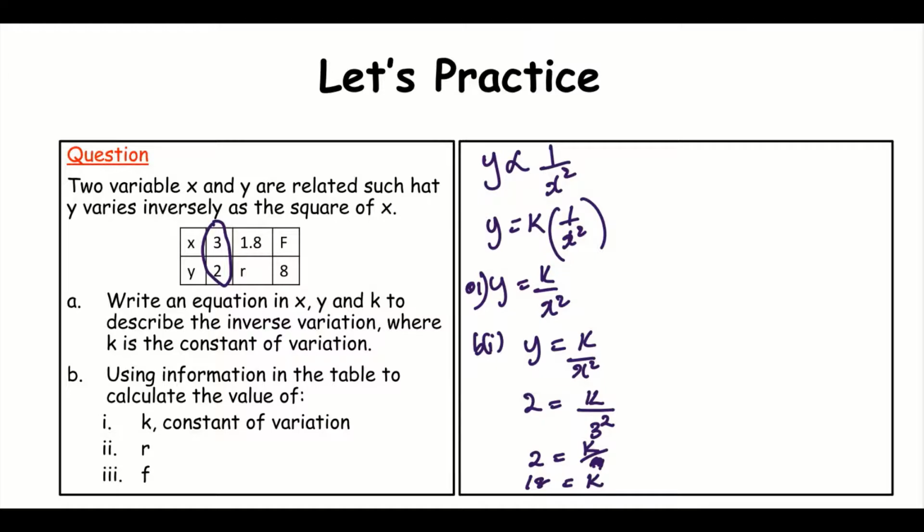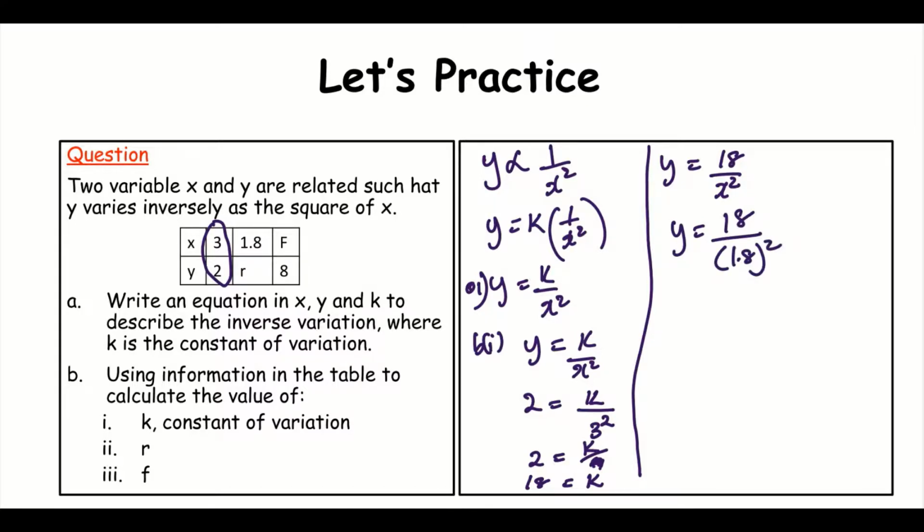So we have found our k. So we know our equation that we're working with is y equals 18 over x squared. So now we want to find the values of r and f. So we can find r when x is equal to 1.8. Anywhere I see x, I'm going to substitute 1.8. So y is equal to 18 divided by 1.8 all squared. Plug that into our calculator.